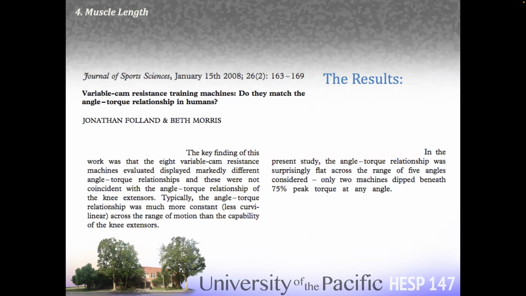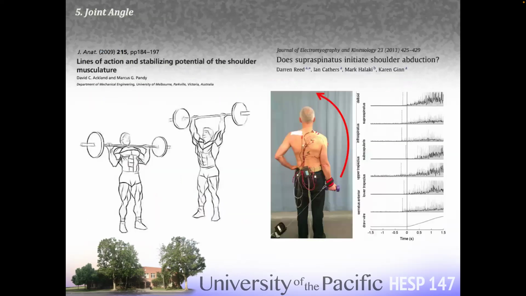And the machines didn't do a very good job. Pretty much none of them effectively mapped their load onto the length tension relationship. None of them really did it well, which means the determinants of force production are going to be where you are in the range of motion, no matter what equipment you're using. But joint angle involves more than just the length tension relationship. So we're giving it its own category here.